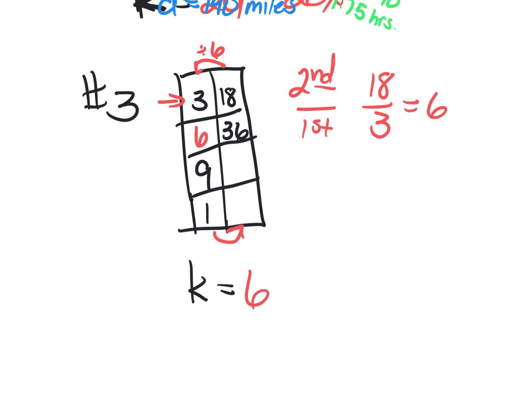If we're going forwards, we're multiplying by 6. So 9 times 6 is 54. And 1 times 6 is 6. Remember, the number next to 1 is the same as your constant of proportionality. So that's number 3.